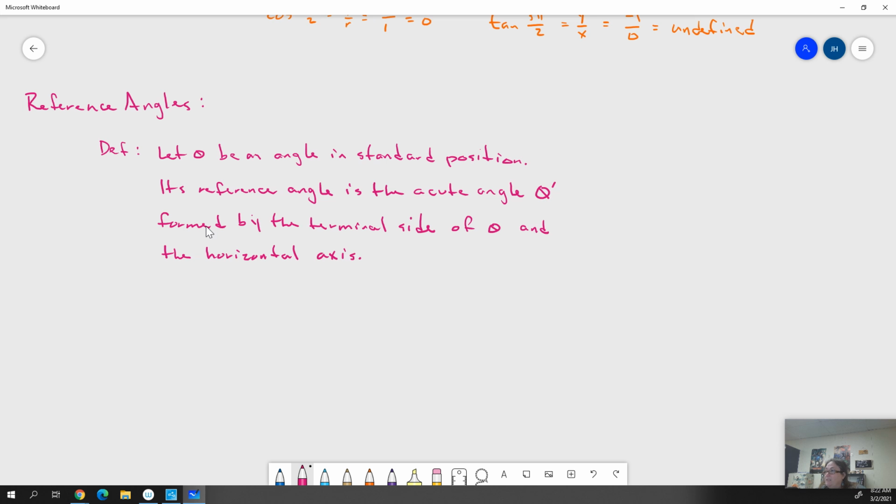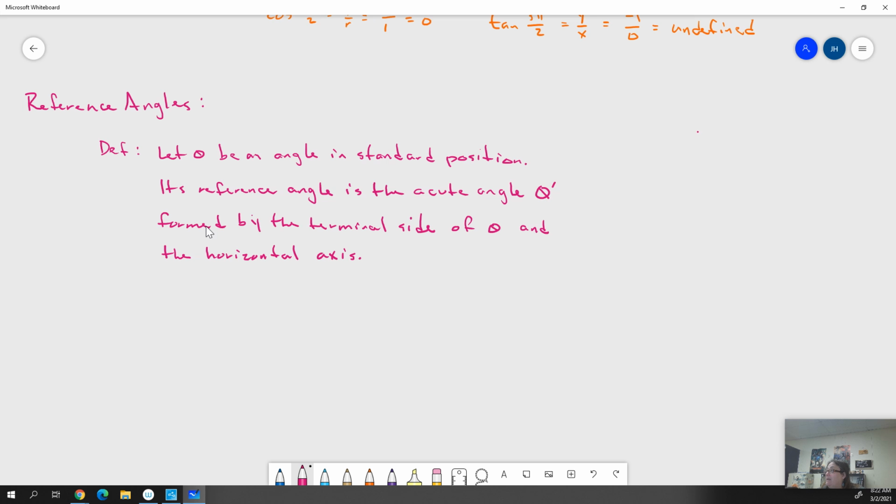So this says let theta be an angle in standard position. Its reference angle is the acute angle theta prime. That's just that little line above it. It's how we read it. It's theta prime. Formed by the terminal side of theta and the horizontal axis.